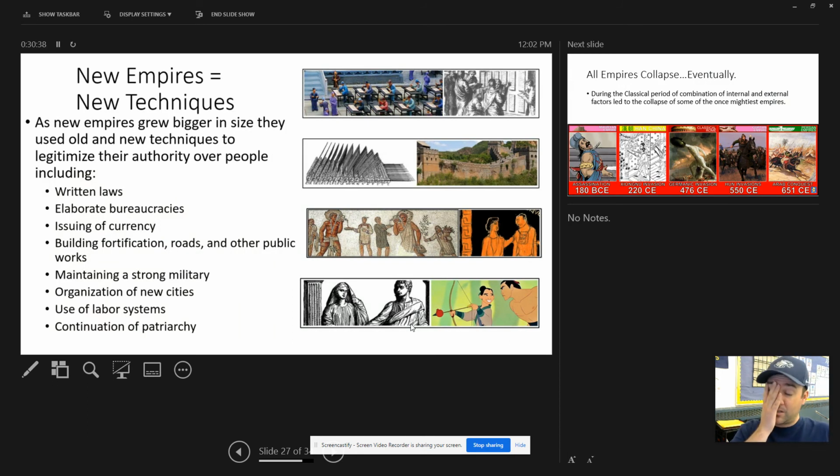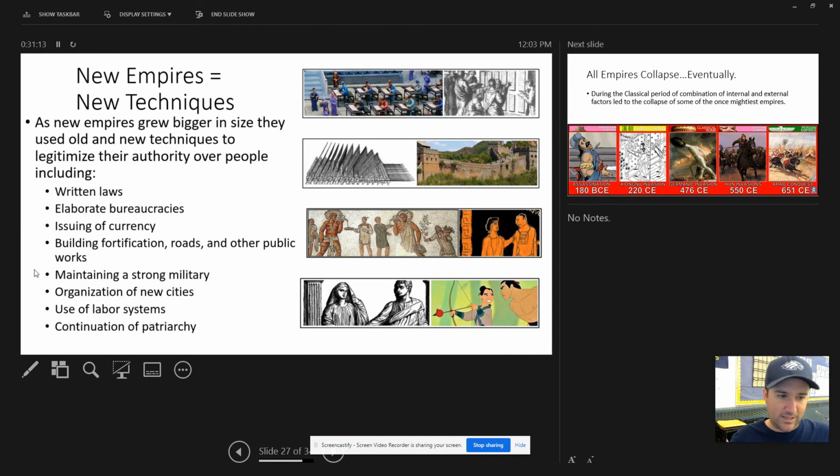So new empires also led to new techniques in ruling, to hold their authority over people more. These rulers and empires created more elaborate written laws, and more elaborate bureaucracies where people had specific jobs that helped lead society. They issued currency and built fortifications, roads, and other public works. The Romans built beautiful aqueducts, many of which still stand today, to bring fresh water to the people of Rome and all the other cities they built in their empire.